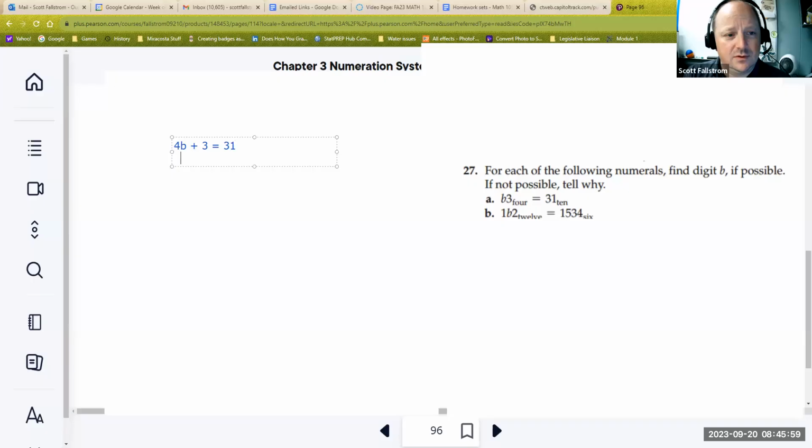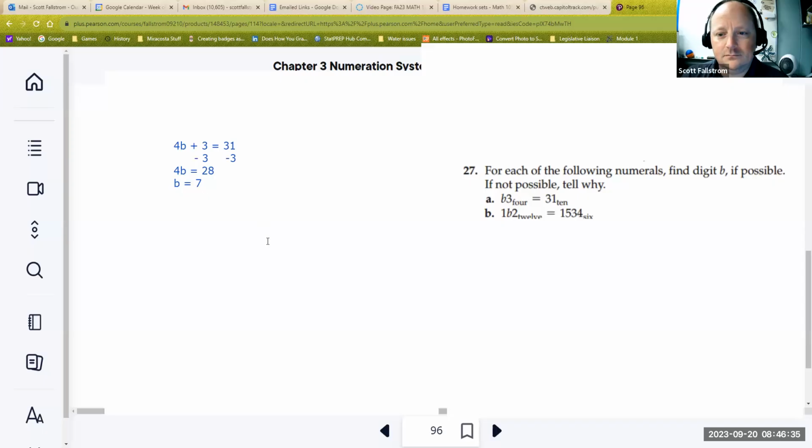And then you can go through and do the typical algebra techniques, get everything onto one side, and you get 4B equals 28, and then B is equal to 7. So that's how you could roll through and say, oh, that's 7. Problem is, and that is a problem, because this is a base 4 numeral, and the digit 7 does not exist. So it says find the digit B if possible. So I'd have to say in this case, even though I found the digit B that would work numerically, it won't work in that system. So I would have to say for part A, this is not possible.